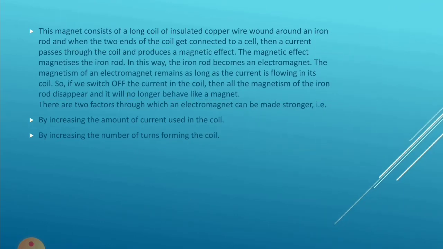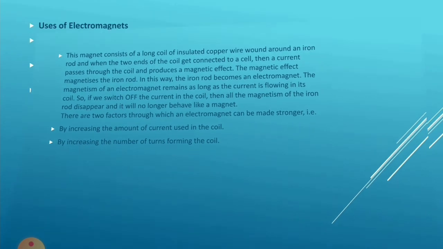Next, let's see about the making of an electromagnet. Take a long coil of insulated copper wire wound around an iron rod. When the two ends of the coil are connected to a cell, a current passes through the coil and produces a magnetic effect. The magnetic effect magnetizes the iron rod. In this way, the iron rod becomes an electromagnet. The magnetism of an electromagnet remains as long as the current is flowing in its coil. So if we switch off the current in the coil, all the magnetism of the iron rod disappears and it will no longer behave like a magnet.